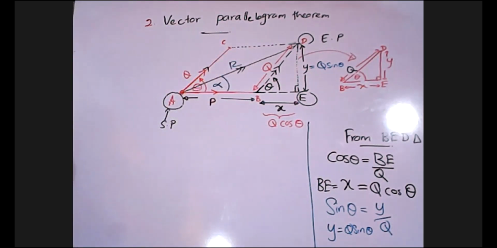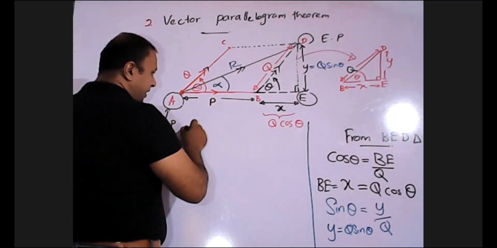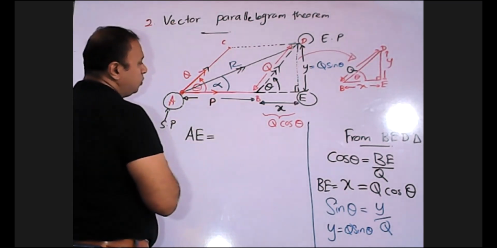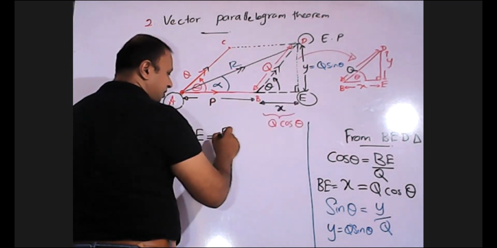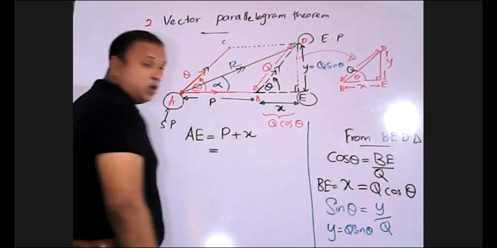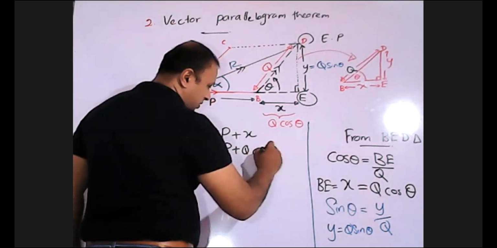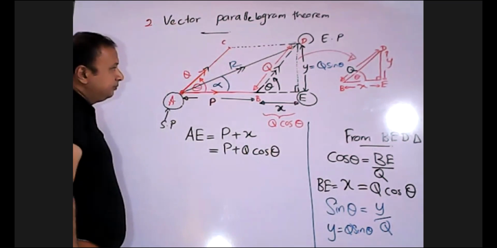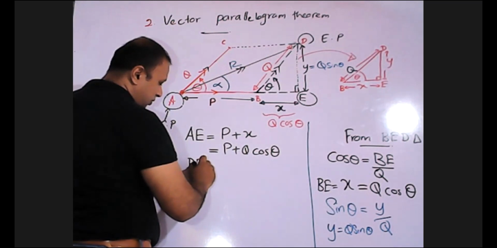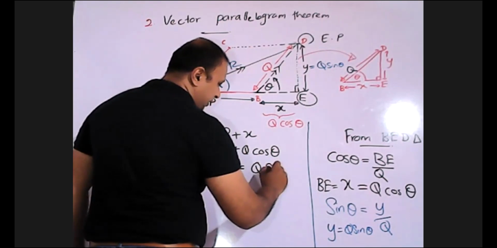Okay. After finding this, I can determine the length of AE. The length of AE is equal to P plus X. That means P plus Q cos theta. The length of DE is equal to Y. That means Q sine theta.